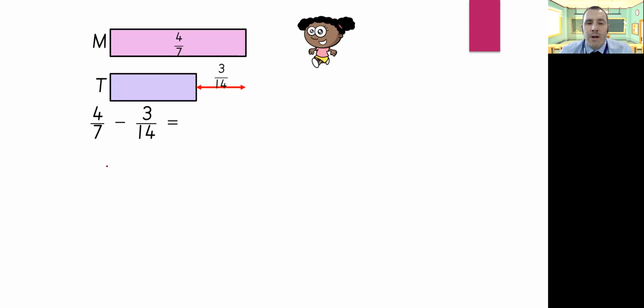Now, obviously, the denominators are different, so I can't complete this calculation. So I need to make 4/7 into an equivalent fraction. I'm going to do that by multiplying it by 2. So 4/7 becomes 8/14. And I now have 8/14 take away 3/14. So remembering that now my denominator is the same, I just need to subtract my numerators. I'm left with 5/14. So that was our missing value.